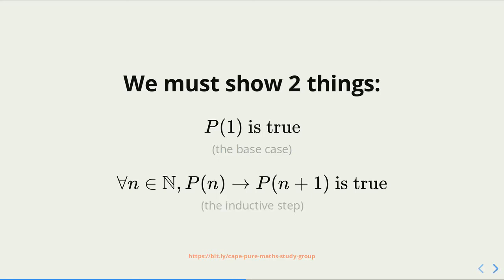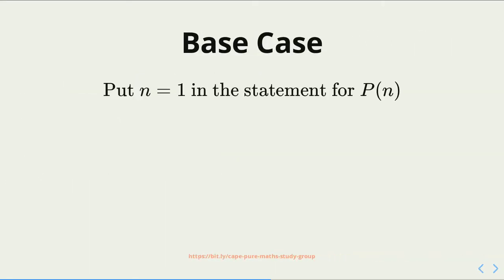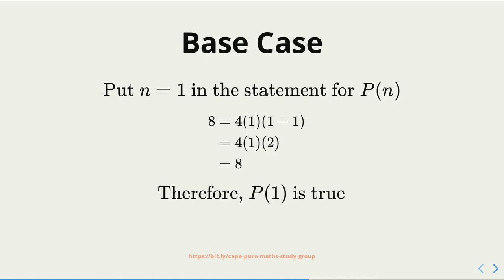Once we show that the base case and the inductive step hold, we'd be able to conclude that P(n) is true for all natural numbers n. So let's get started. For the base case, put n = 1 in the statement for P(n), and we get that 8 is equal to 4 × 1 × (1 + 1), which is equal to 4 × 1 × 2, which is equal to 8. Since 8 is obviously equal to 8, we can conclude that P(1) is true.